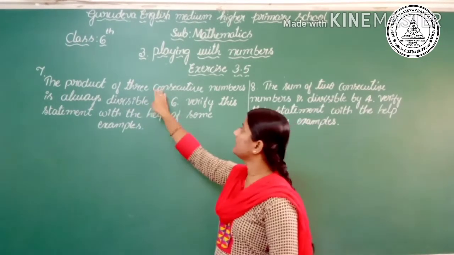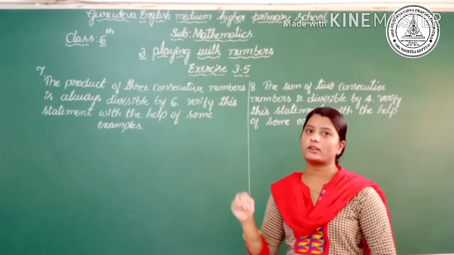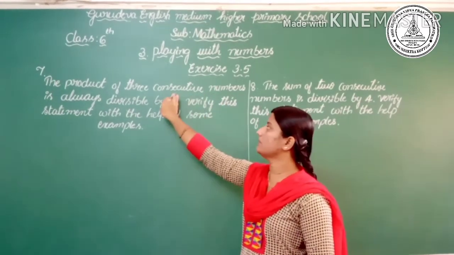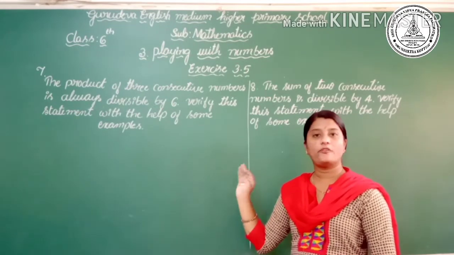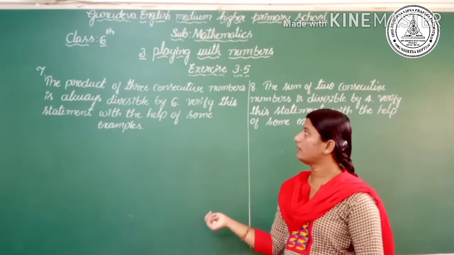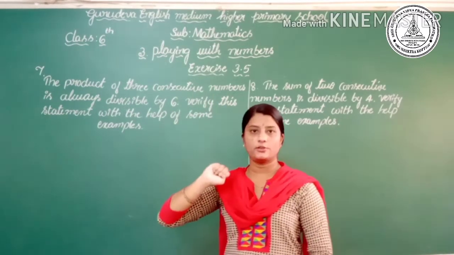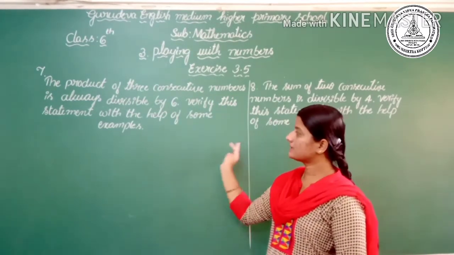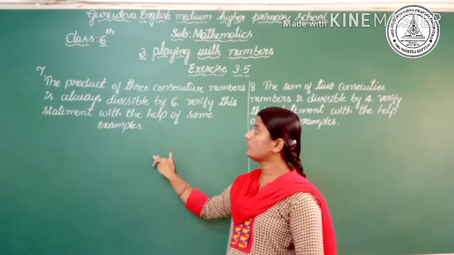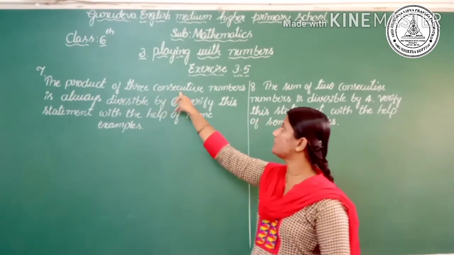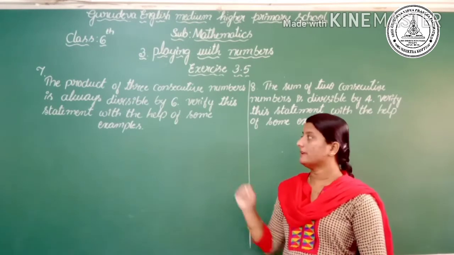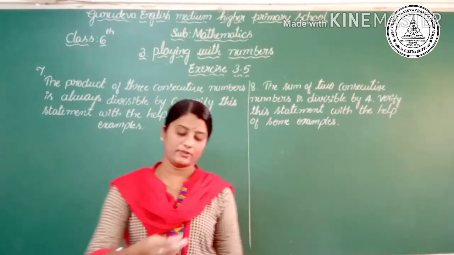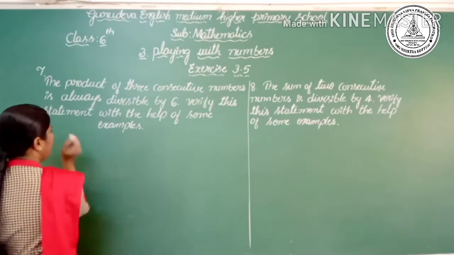The product of three consecutive numbers. The numbers without a gap, that is 2, 3, 4, then 4, 5, 6, 7, 8, 9. So like that are the consecutive numbers. Okay. Let's give some examples which show the product of three consecutive numbers is always divisible by 6. Let's take an example. First write the solution.